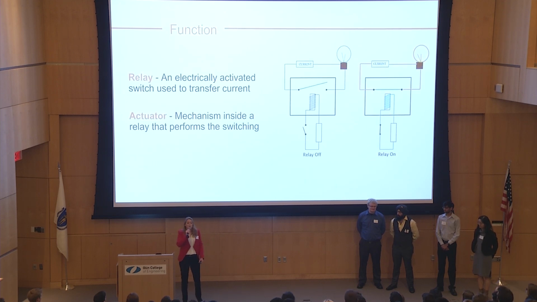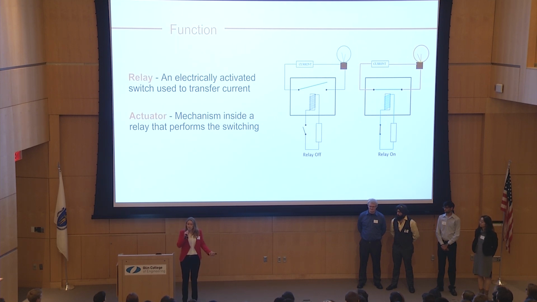So let's give you a little bit of background. What is a relay? A relay is an electrically activated switch used to transfer current. And an actuator is the mechanism inside the relay that performs the switching. So you can think of it just like a standard light switch. However, instead of using your hand, the actuator does that motion for you.